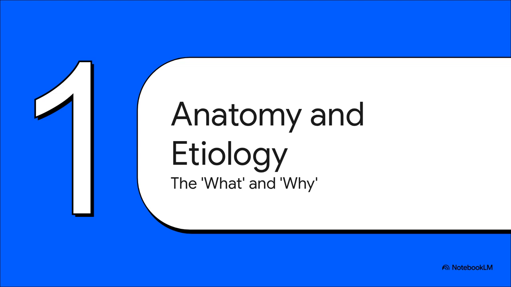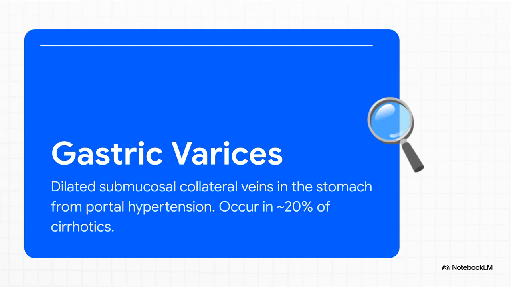If you're going to manage these bleeds effectively, you absolutely have to understand the what and the why behind them. It really all comes down to the underlying plumbing. So what exactly are we talking about here? Well, put simply, gastric varices are these big, dilated collateral veins in the stomach lining. They pop up because of portal hypertension, and while you'll see them in about 20% of patients with cirrhosis, which is less often than esophageal varices, we already know they're the ones to be really worried about.